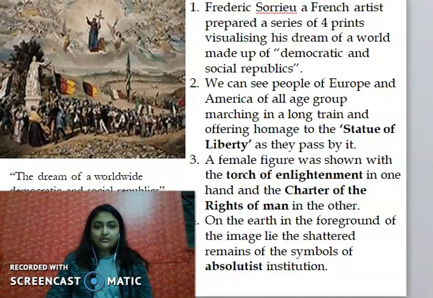The next point, on the earth you can find shattered pieces over here in the image. What are those? They are the remains of the symbols of absolutist institution. Absolutist means monarchy institution. The people over here want a democratic rule or the rule made by the citizens, not by the monarchy, not by the kings or queens. That's why they have broken that rule and thrown them on the ground.